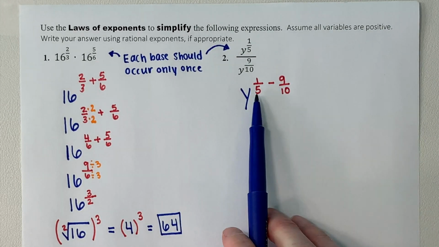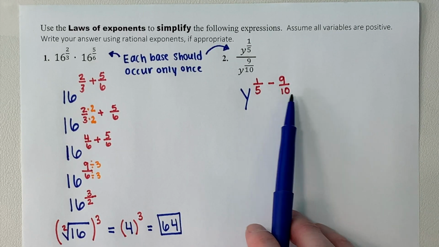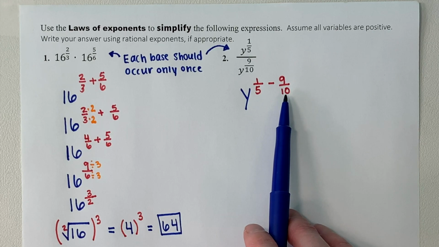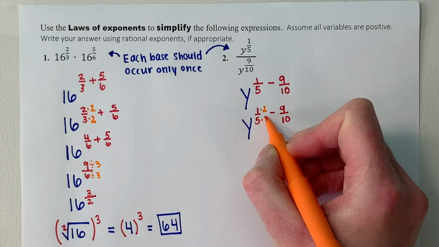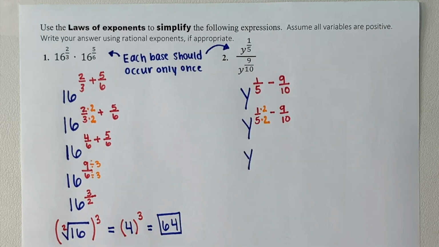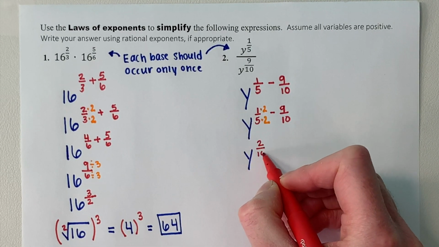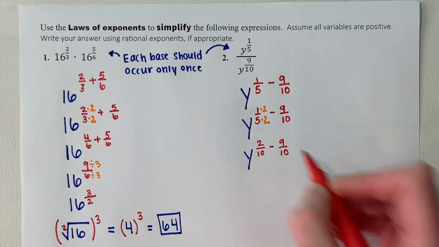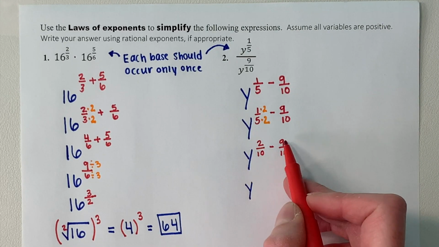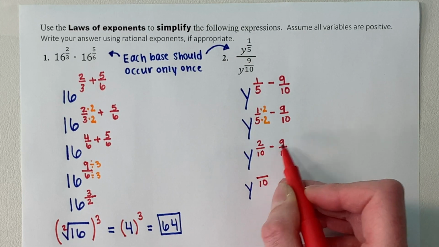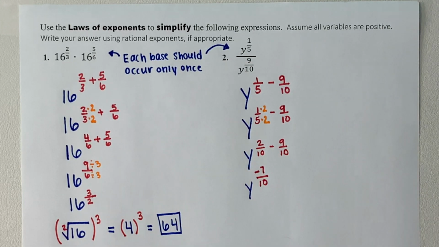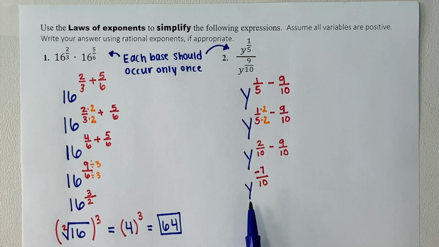Now, if we want to subtract these by hand, we need a common denominator. The least common denominator is 10, so we could multiply the top and bottom of this fraction by 2, and that will leave us with y to the 2/10 minus 9/10. And to subtract 2/10 minus 9/10, we keep the denominator and subtract the numerators. 2 minus 9 will give us a -7. Now we fixed the problem because the base y only appears once, but now a new problem has come up.